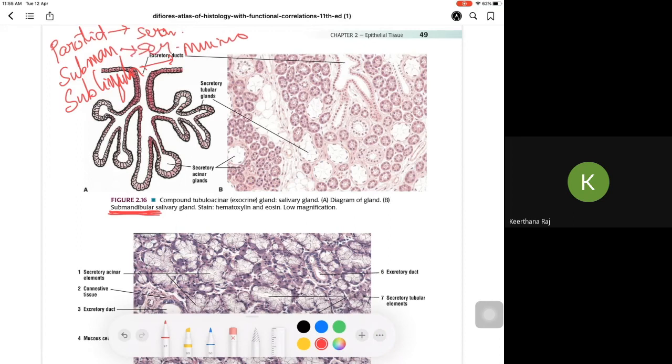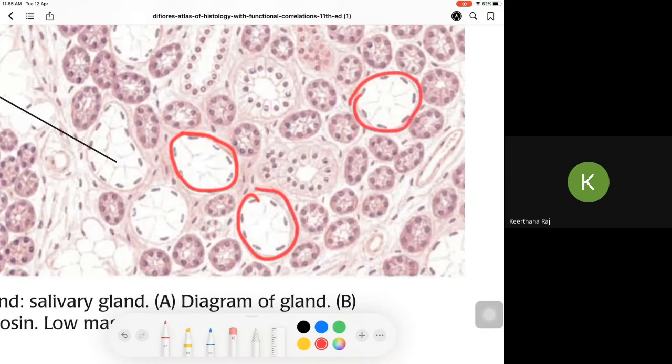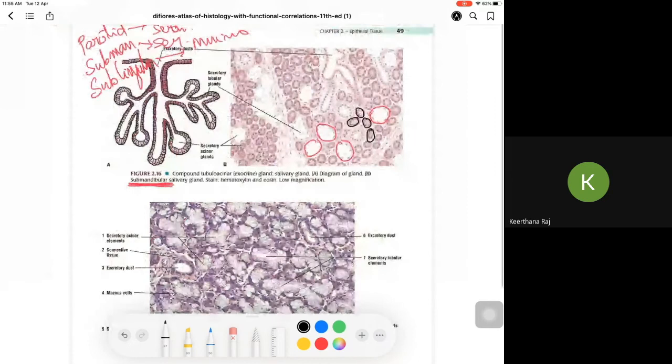That's why, if you go to the high power, what are these cells? This is mucinous acinus. Very good. This is mucinous. And what are these? Serous acinus. That's why this is a submandibular gland. Even if they don't tell whether it is parotid, sublingual or submandibular, we can identify based on histology. Parotid is predominantly a serous gland, sublingual is predominantly a mucinous gland, and submandibular is a seromucinous gland.